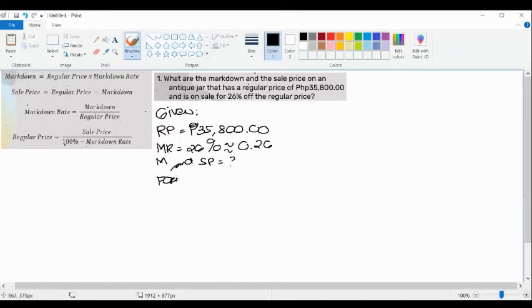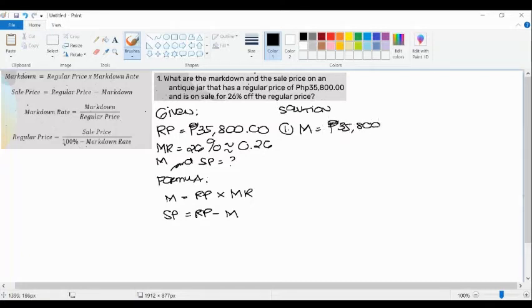We're looking for the markdown and the sale price. The formula for that is markdown is equal to the regular price times your markdown rate. And for the sale price, that is regular price minus the markdown. Okay, let's proceed with the solution. First, let's compute the markdown. So we have 35,800 pesos times 0.26. That will give us a product of 9,308 pesos. So that is your markdown.